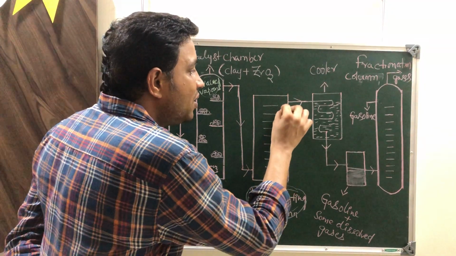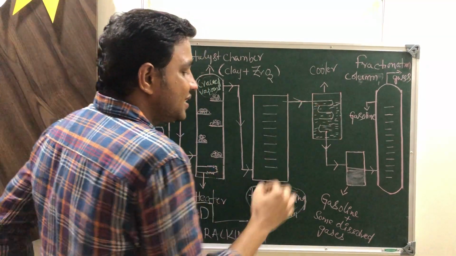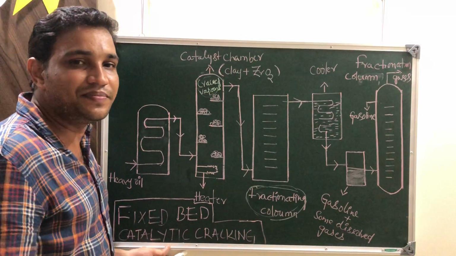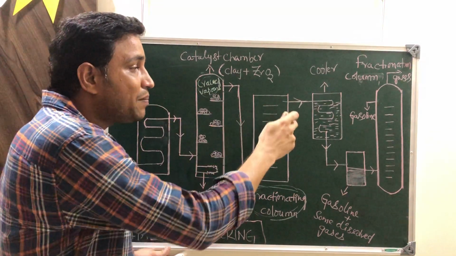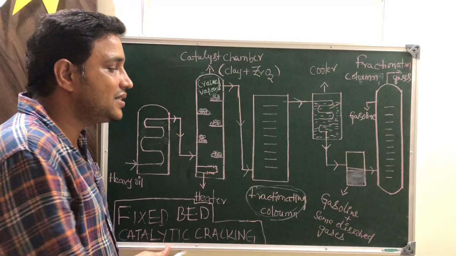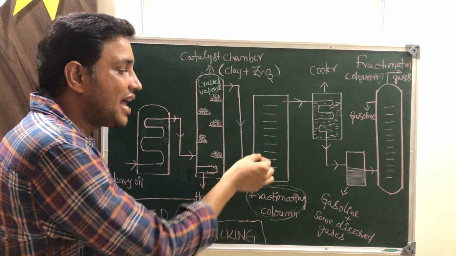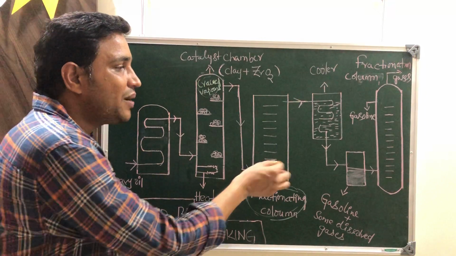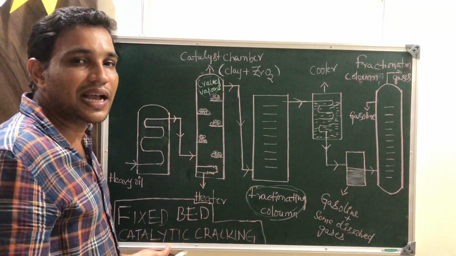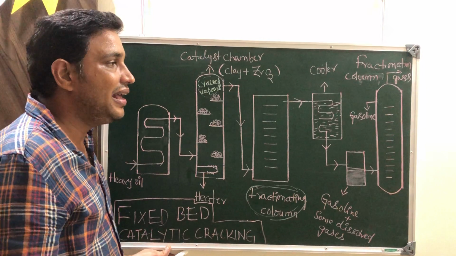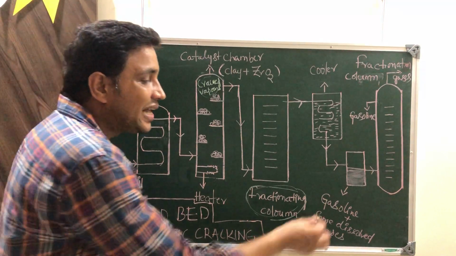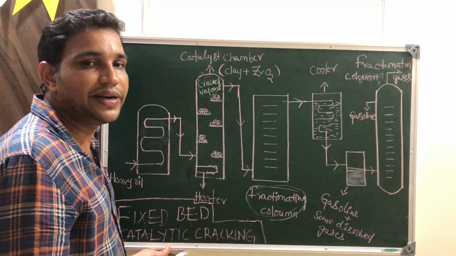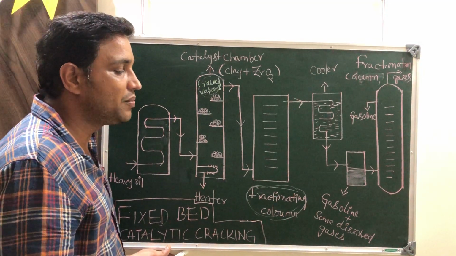Now the formed fractions in the fractionating column enter into cooler. Why are we passing it through cooler? Because the formed vapors have high temperature. Okay, when we are passing it through cooler, condensation will take place and the vapors will become liquid, according to their boiling points.